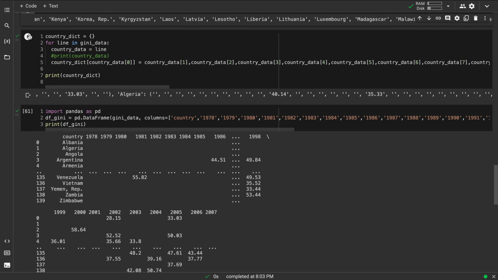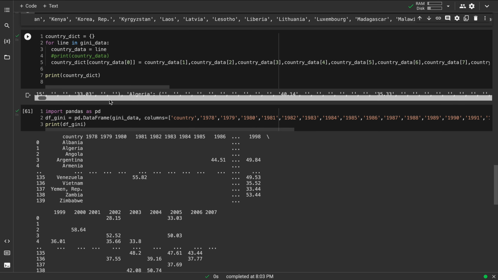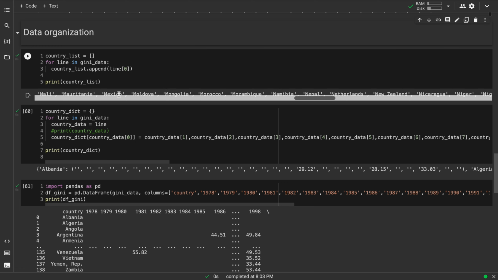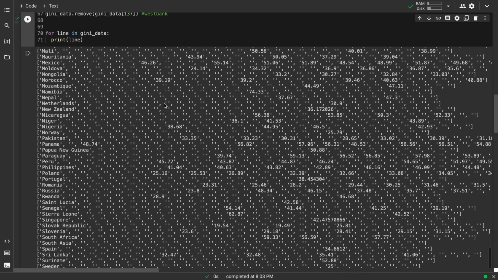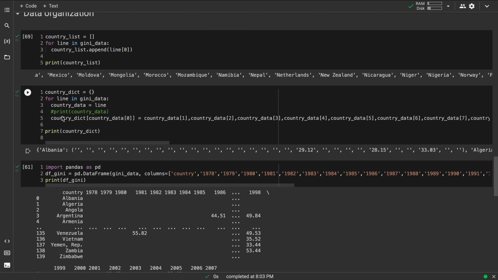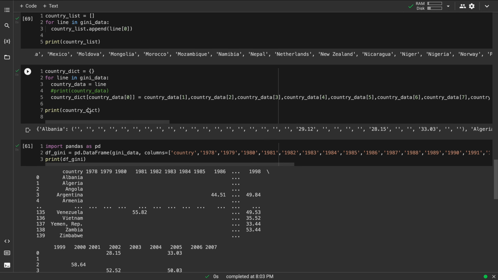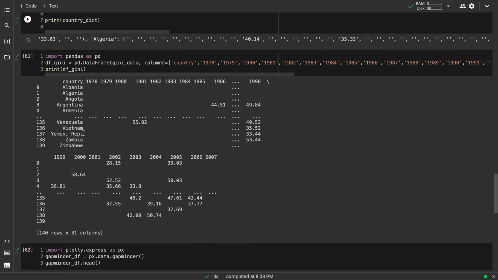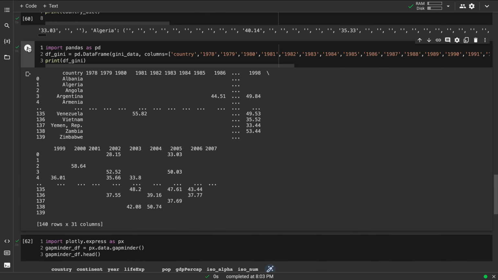And from here, we created a dictionary where the key was the country name, and then the values were the data points that had been reported from that country. And then using this dictionary, we created a data frame, and this had all the countries that were remaining in our data set that had data points in the same range of years. So that's again from 1978 to 2007.